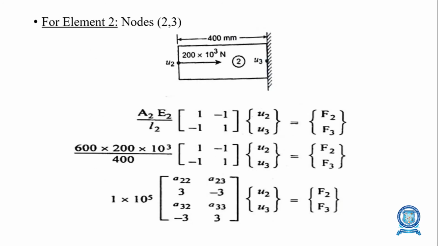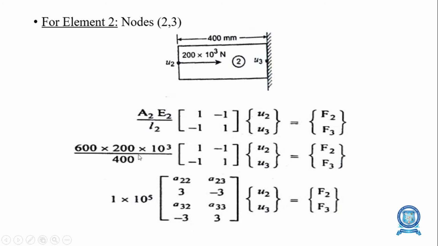Now for the second element, we have nodes 2 and 3. Here the point load is acting at node 2, which is 10 to the power 3 Newton. The length of the second element is 400 mm. The area is 600 mm squared, Young's modulus is 200 into 10 to the power 3 Newton per mm squared, and the length of the element is 400 mm.